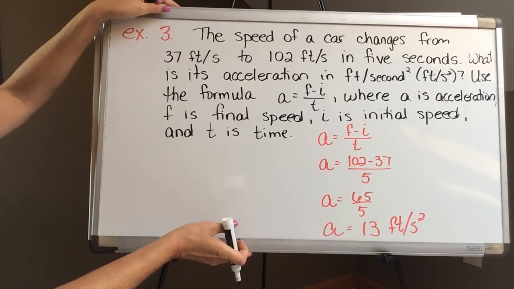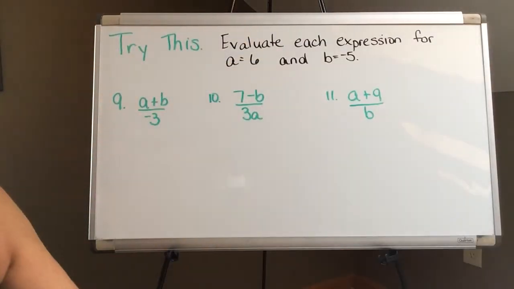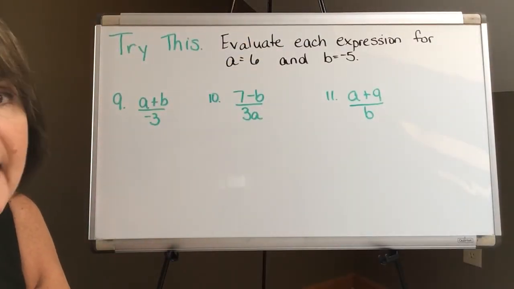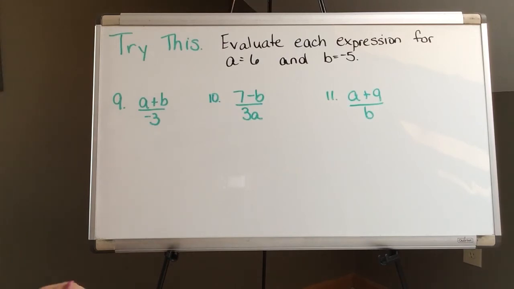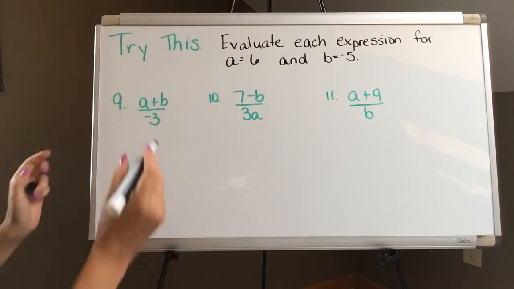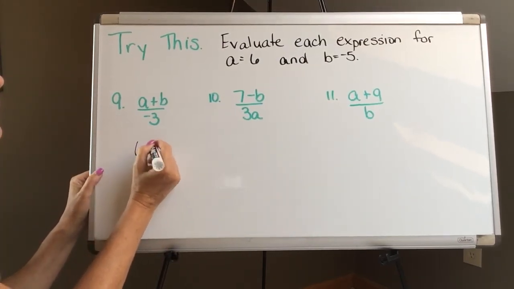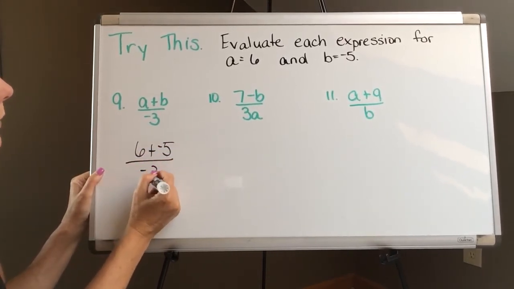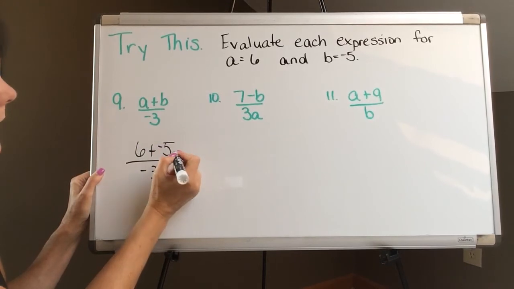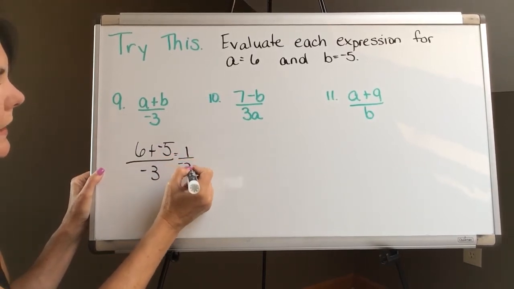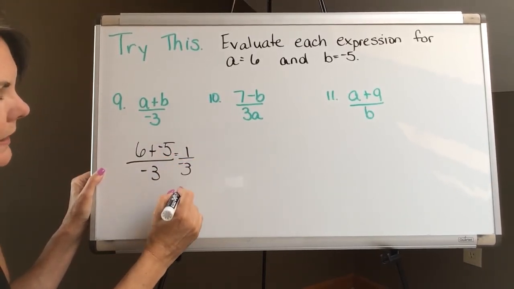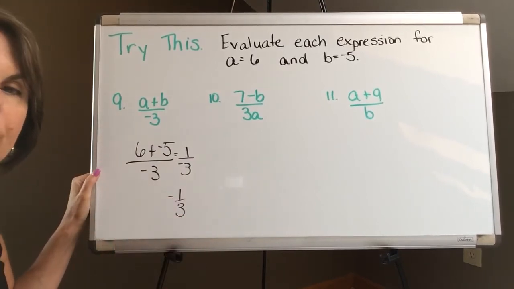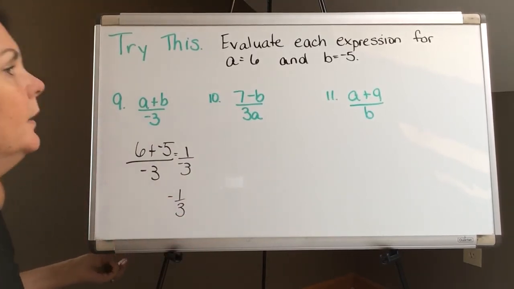And finally, let's try a couple. Evaluate each expression for A equals 6, B equals -5. Look at number 9. A equals 6, B is -5 over -3. 6 plus -5 is 1 over -3, or we could say -1/3. We usually write that with the negative in the numerator.